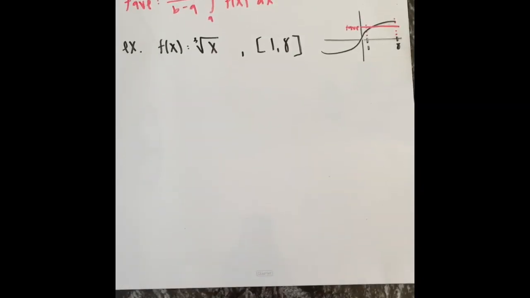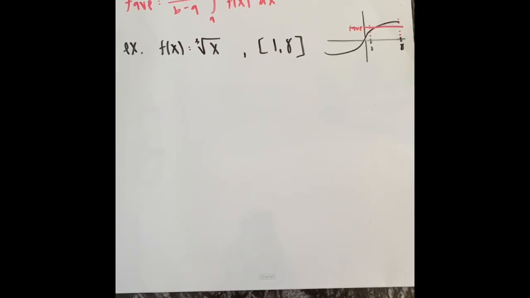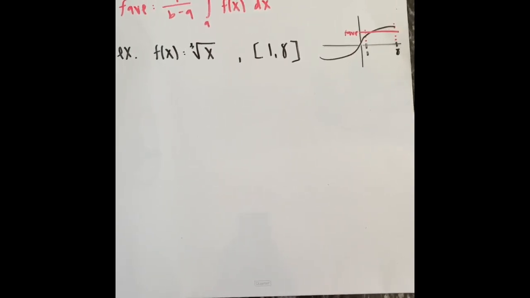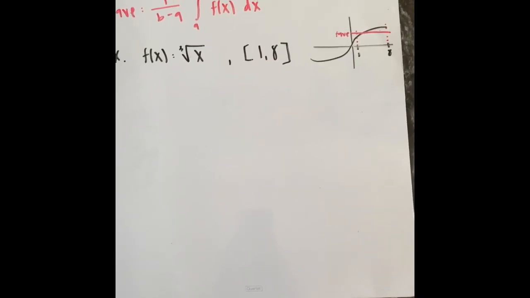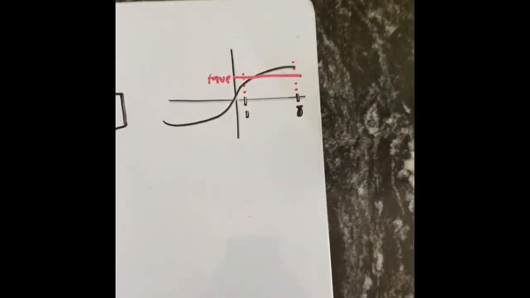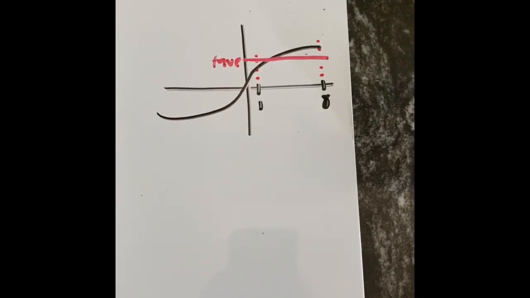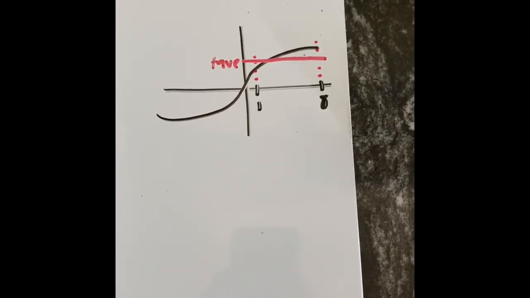All right, here's our example. f of x equals the cube root of x with our boundaries at x equals 1 and x equals 8. So here is a little graph that kind of represents what we're trying to figure out. The black solid line is the graph of the function.